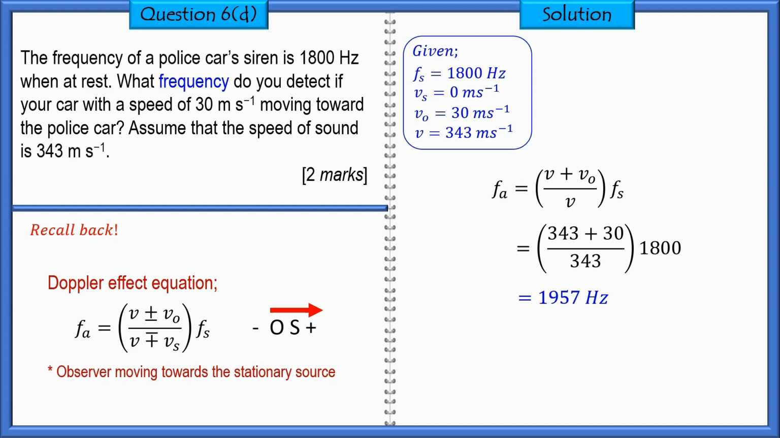You can check whether your answer is logical or not. Because the observer is approaching the siren, the source, the frequency is supposed to be higher compared to the frequency of the source. So your answer is logical.